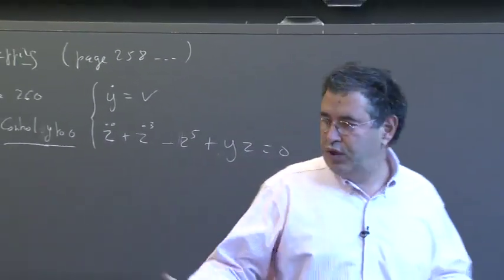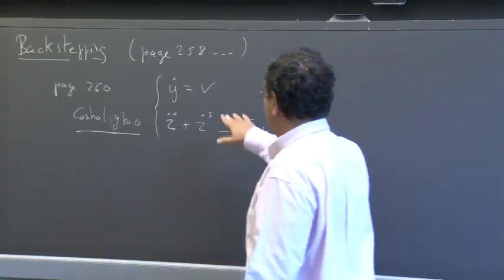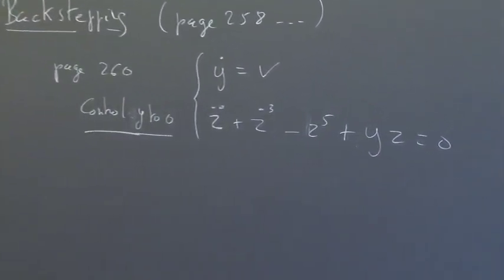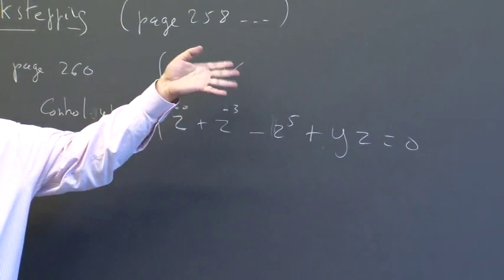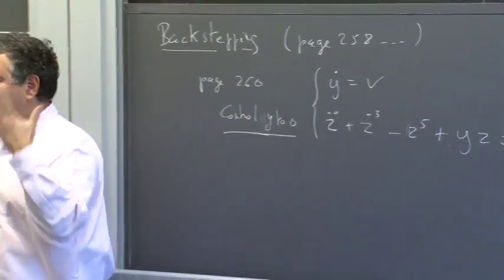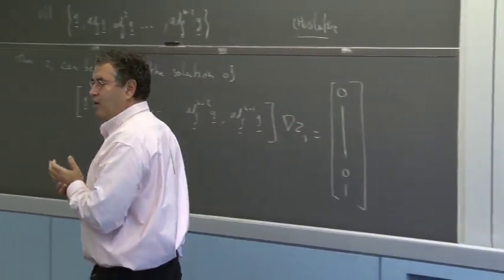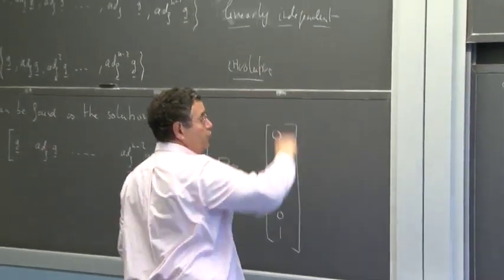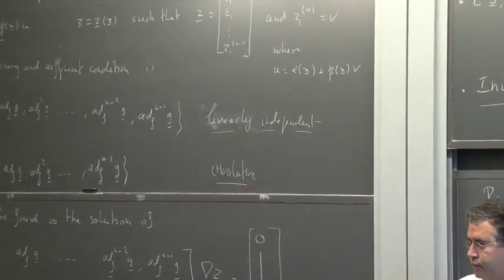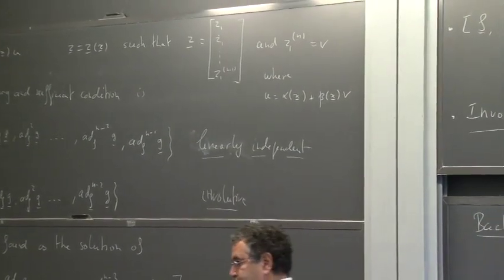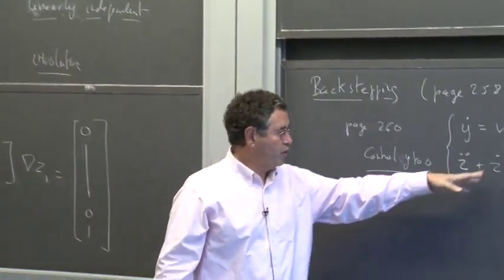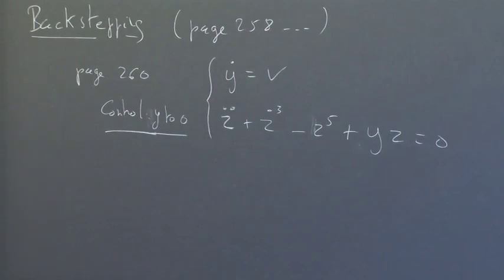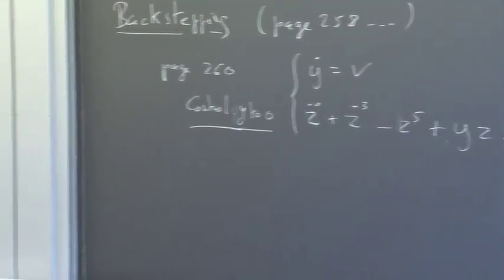So we have a second order system. This is the entire system. The first equation is y dot equal v. So if we're just interested in controlling y, that would be fine. Perhaps it's y dot plus z cube and so on equal v, but we can always rewrite it as y dot equal v. We can always cancel known terms. And then we have this leftover dynamics, z double dot plus z dot cube minus z to the fifth plus yz equals 0.